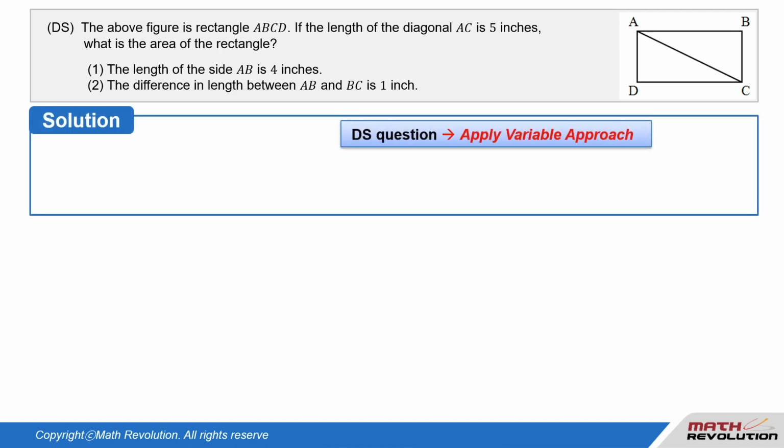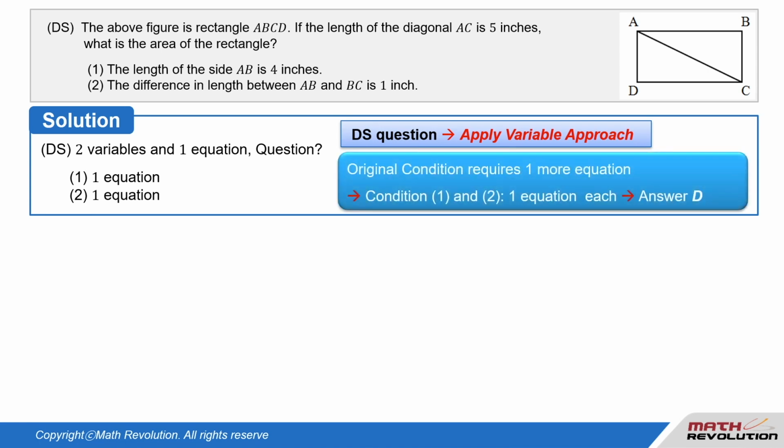We will solve this DS question using the variable approach. DS, 2 variables and 1 equation. Question. Condition 1, 1 equation. Condition 2, 1 equation. DS question with 2 variables and 1 equation.